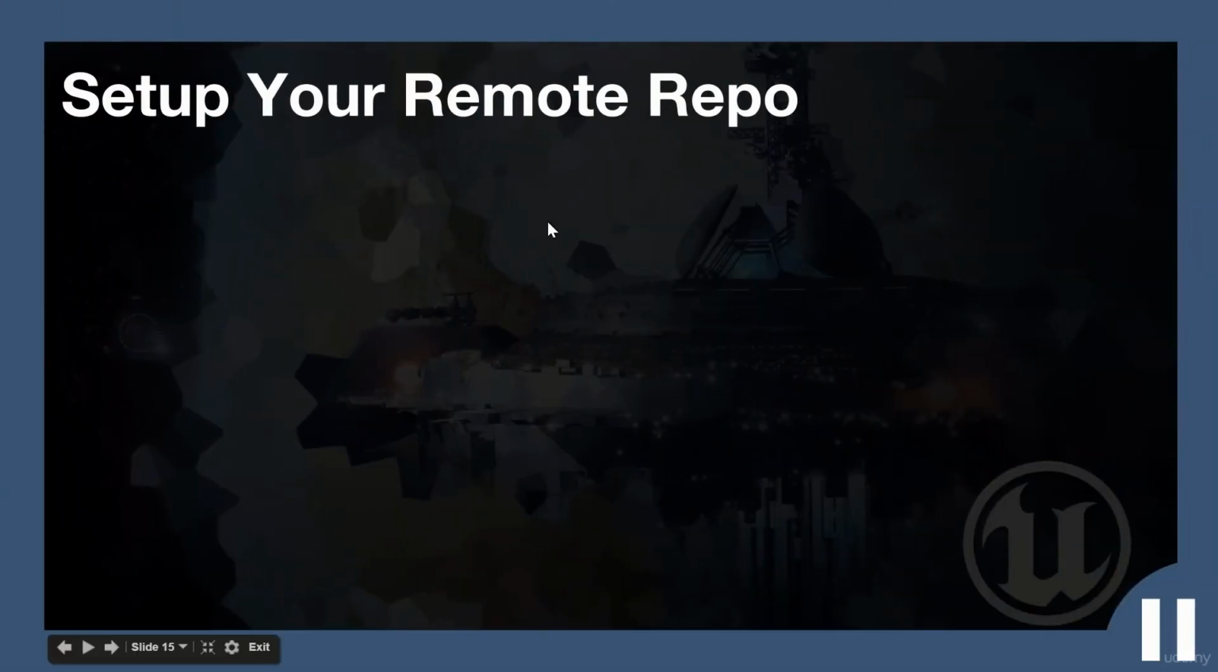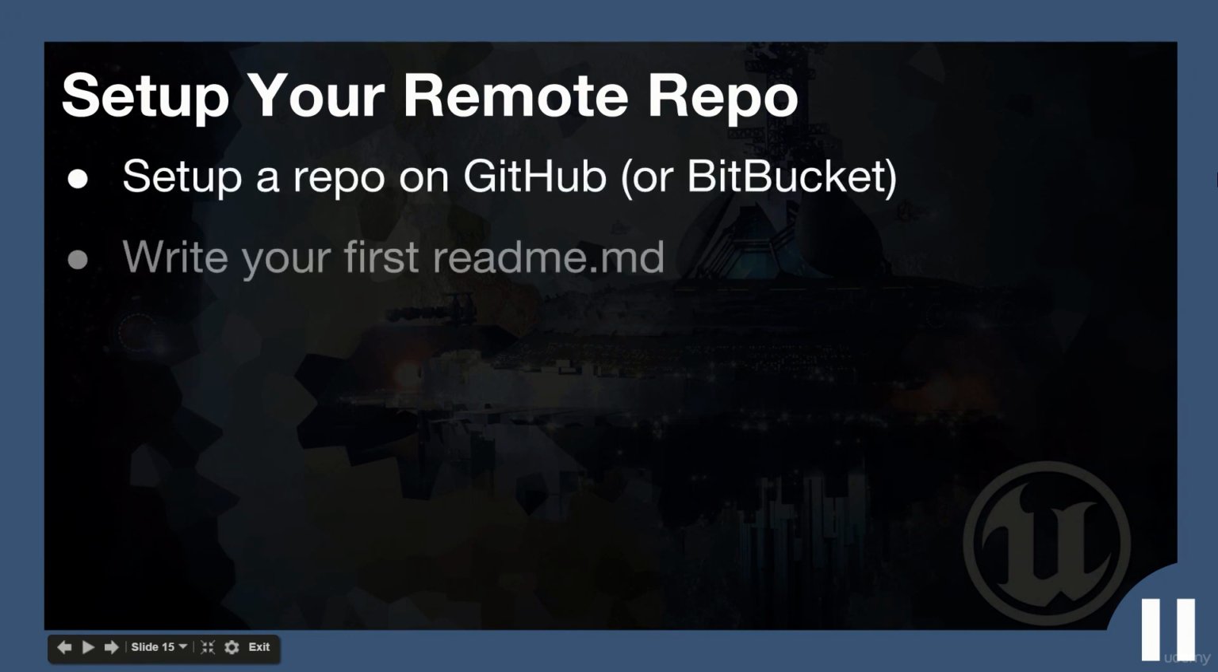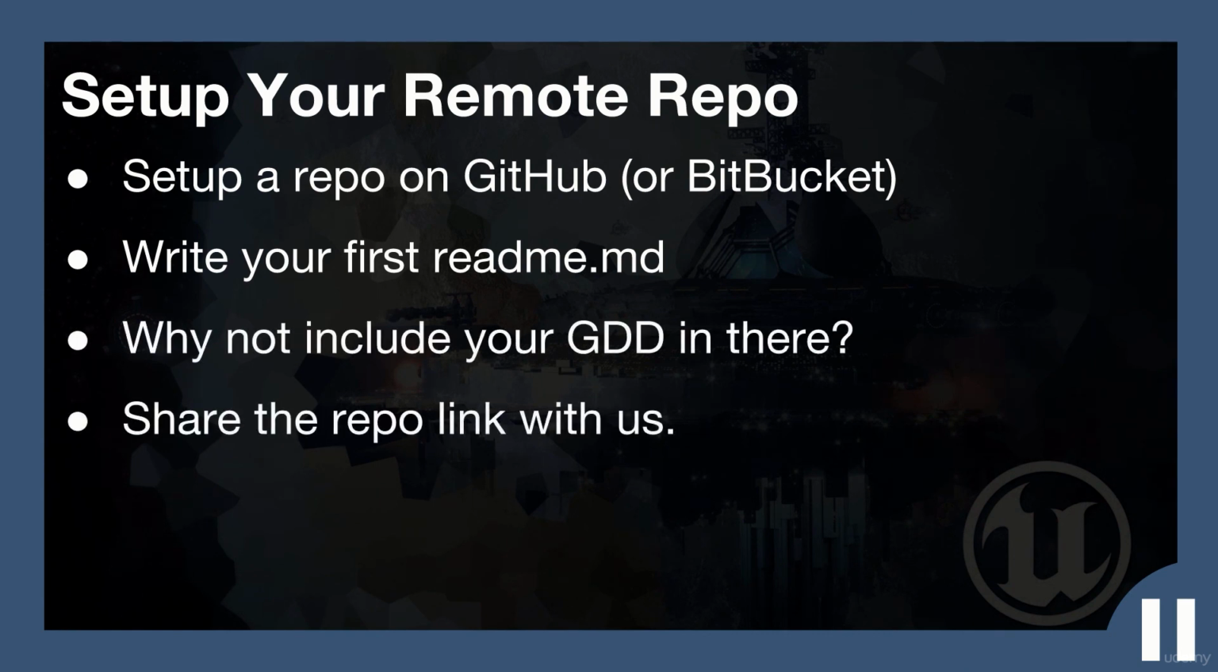So that's what I want your challenge to be. I want you to set up your own remote repo on GitHub or Bitbucket. Write your first readme.md. Why not include your GDD in there, for example, and then share the repo link with us so that we can all have a look at your project as it progresses. Once you've shared that link once, it'll stay up to date as you push to the web.